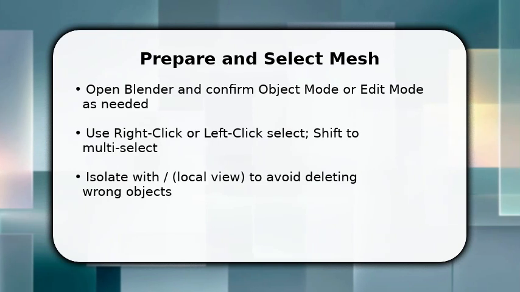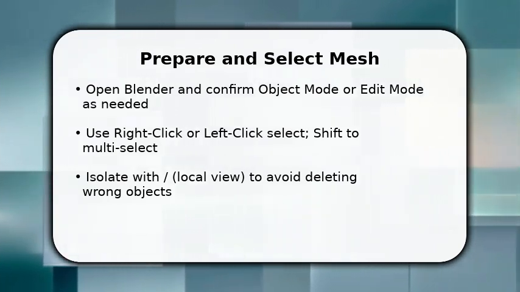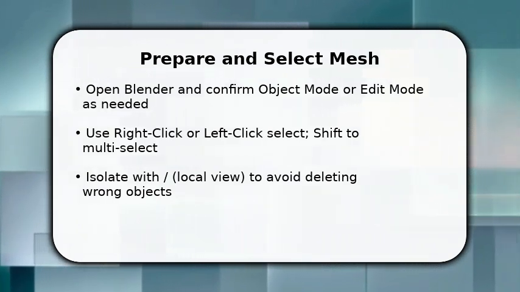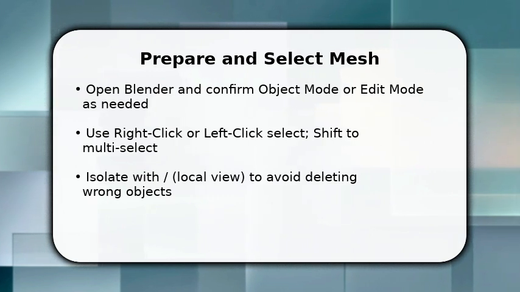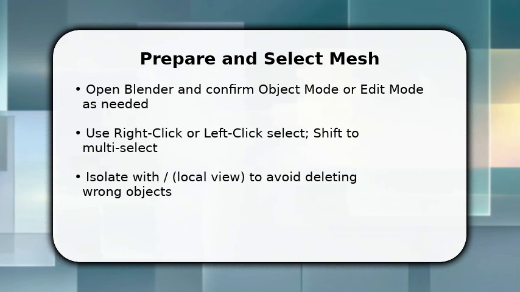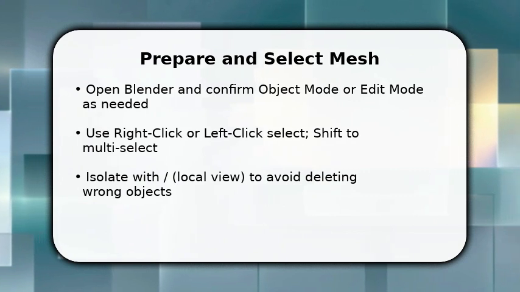You're starting by preparing the scene and selecting the mesh you intend to remove. First, make sure you're in object mode for whole object deletion or edit mode for component deletion. Use your selection method, click or box select, and hold Shift to add multiple meshes. If the scene is cluttered, toggle local view with the / key to isolate the target.